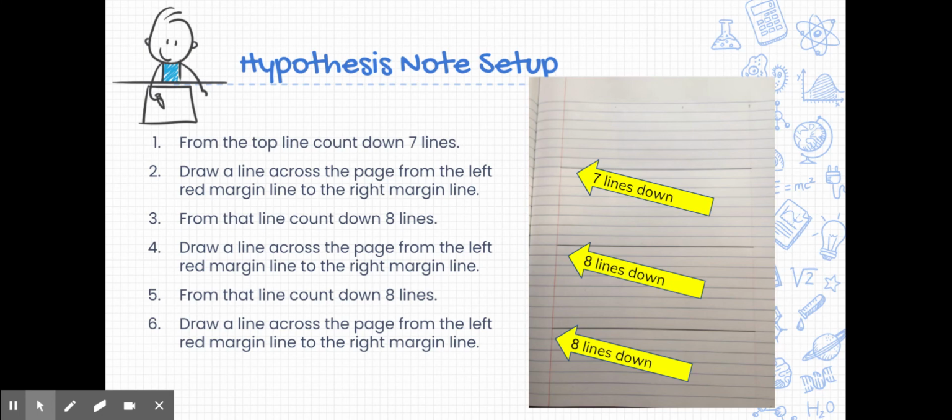From the top line, count down 7 lines. Draw a line across the page from the left red margin line to the right red margin line. From that line, count down 8 lines. Draw a line across the page like you did prior. And then from that line that you just drew, count down 8 lines. You should have 4 rows.